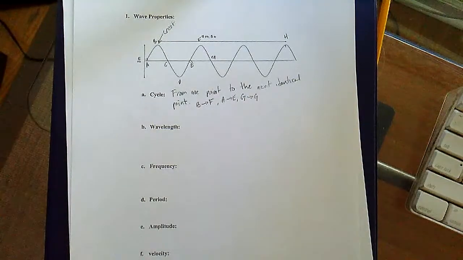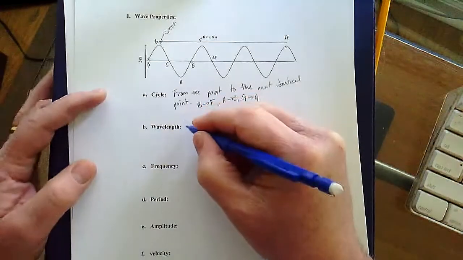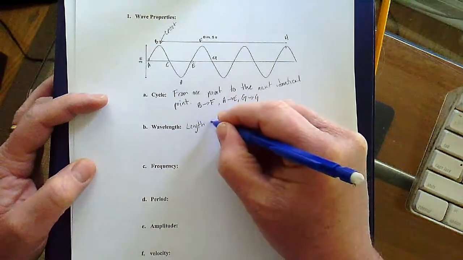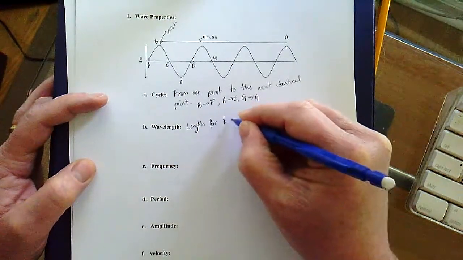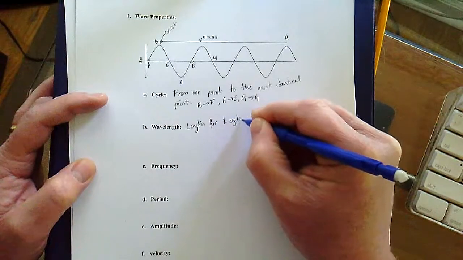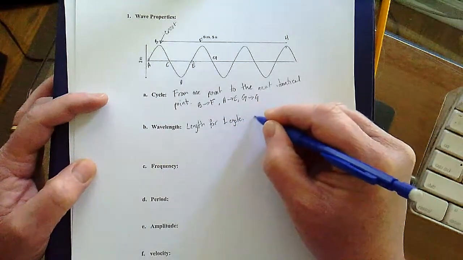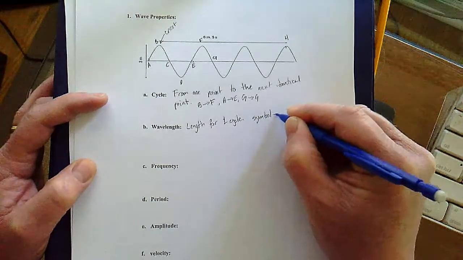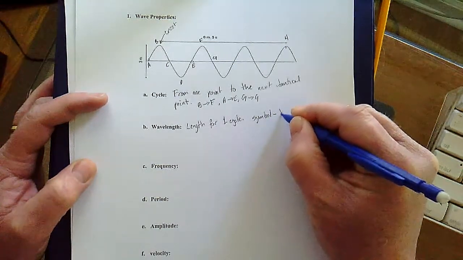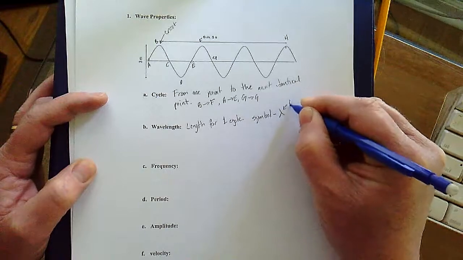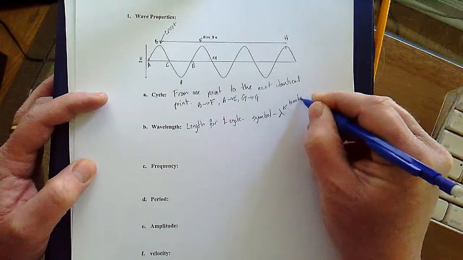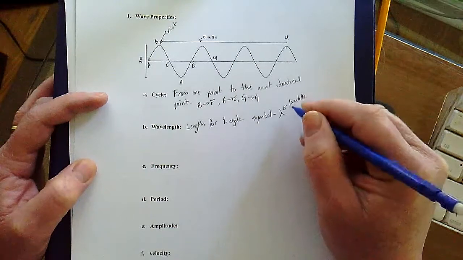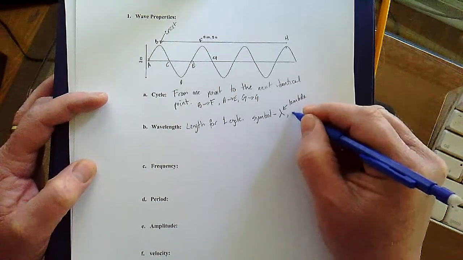All right, then the wavelength is the length for one cycle. The symbol for wavelength is the Greek letter lambda, which kind of looks like an upside down Y. All right, and the unit is going to be meters.